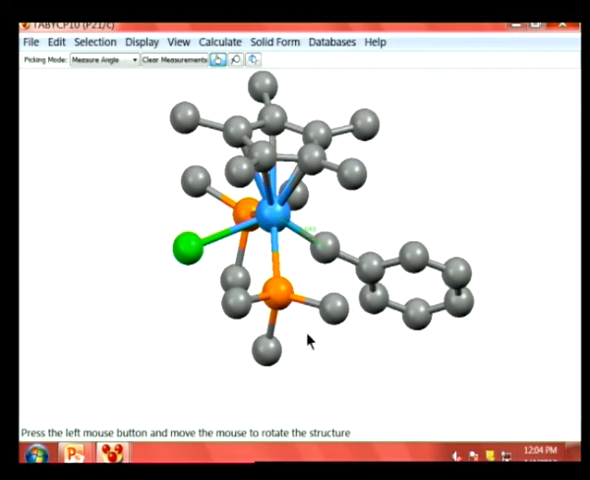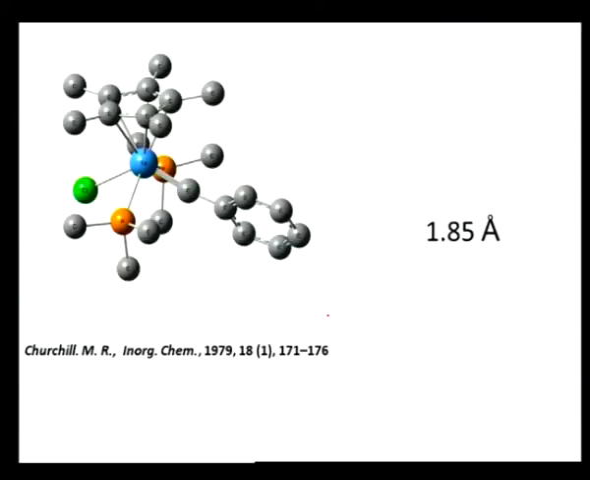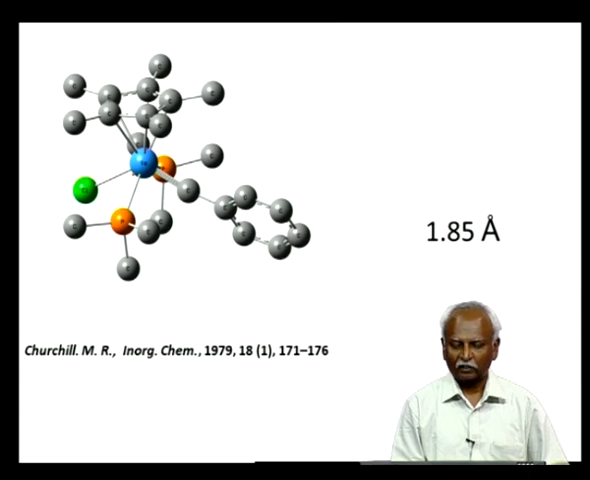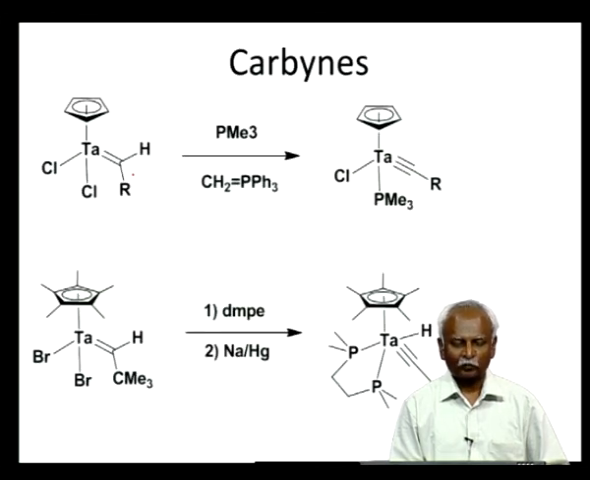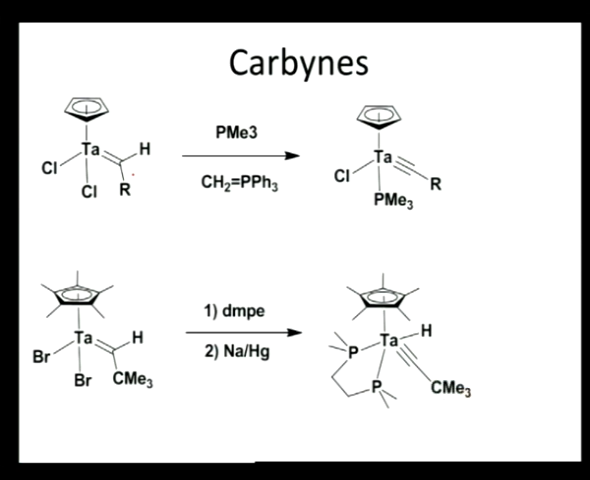So, let me now proceed further. Here you have the picture of this molecule, where you have the benzene ring attached to the carbon, which is attached to the tantalum, and you can see that the distances are very short. So, you have metal Carbyne complexes just like you have metal carbene complexes, and they can be made in a variety of ways. I will show you quickly 2 different ways.